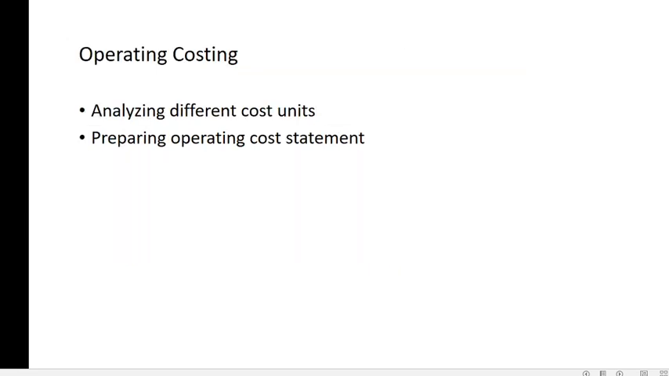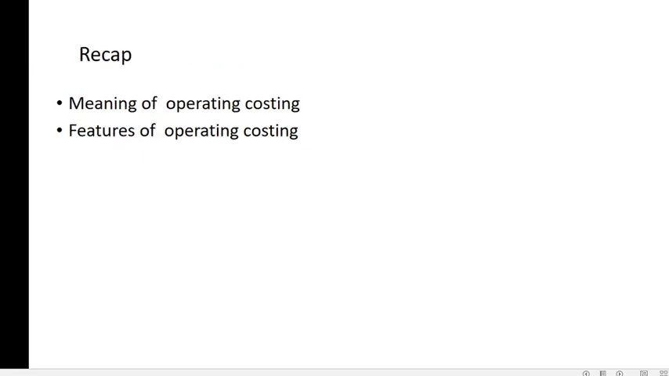In this session of operating costing, we will be analyzing the different cost units and the preparation of operating cost statement. Before we move further, we will have a small recap. In the previous session, we have studied the meaning of operating costing and the features of operating costing.